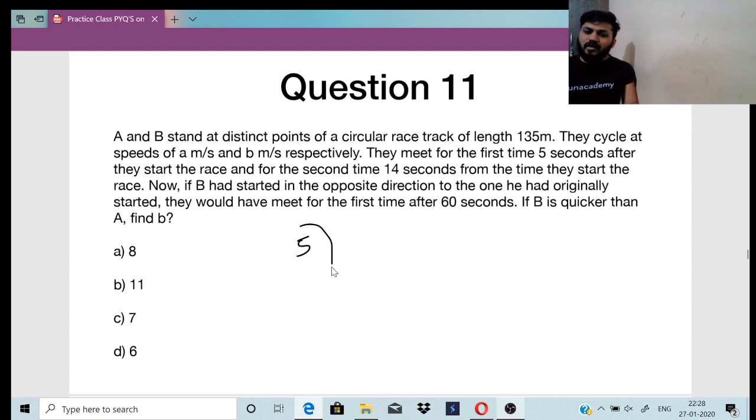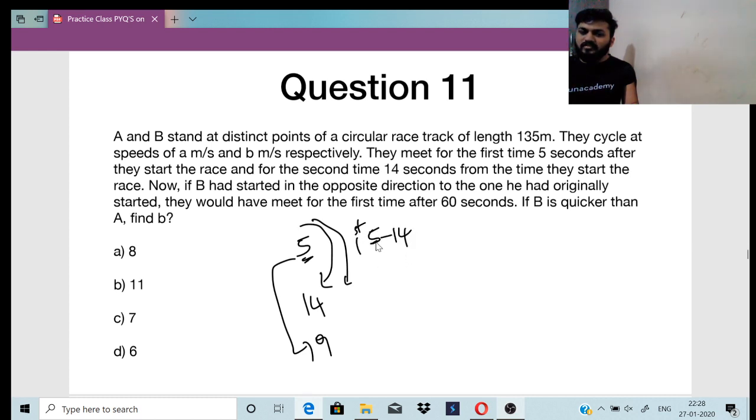For the second time, from the start of the race, 14 seconds. So when will they meet the second time? It will be 9 seconds after this meeting, right? From the start of the race 14 seconds, that is 14 minus 5. So the first meeting will be at 5 seconds. The second meeting will be 9 seconds after this meeting.